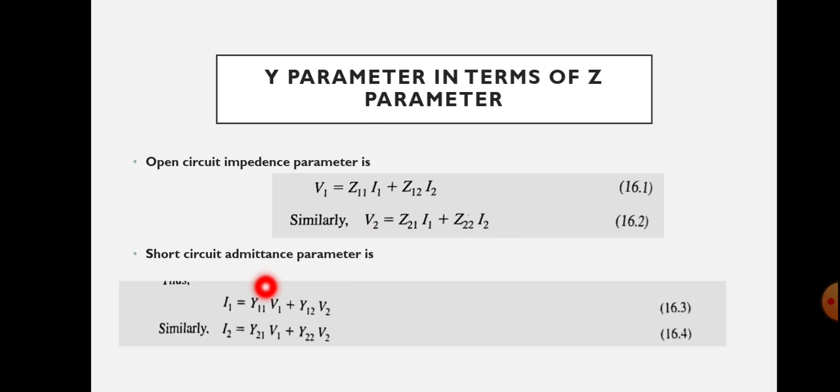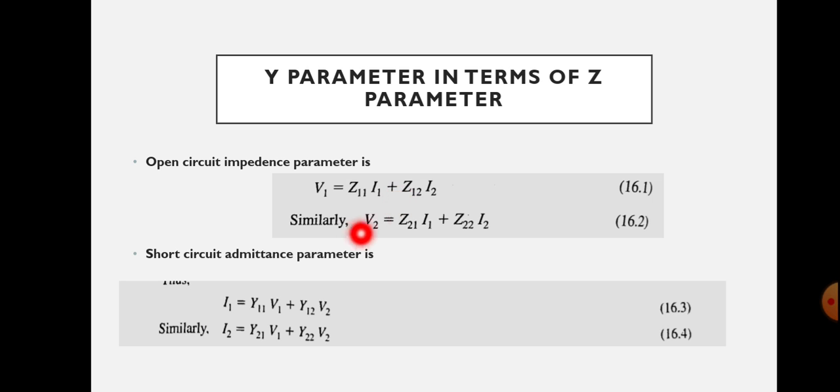Similarly, in the case of the y parameter, that is the admittance parameter, what is called the short circuit admittance parameter, the corresponding equations are I1 equal to y11 V1 plus y12 V2 and I2 equal to y21 V1 plus y22 V2. Here you should remember the method of writing the equations: in the case of impedance parameters you are relating V1 and V2 in terms of I1 and I2. In the case of admittance parameters you are writing I1 and I2 in terms of V1 and V2. That is the major difference, and the parameters are indicated by z and y.